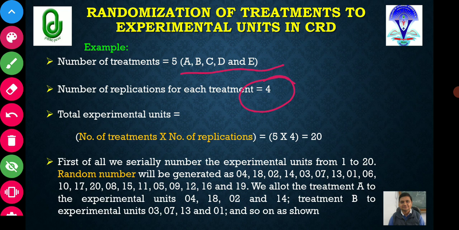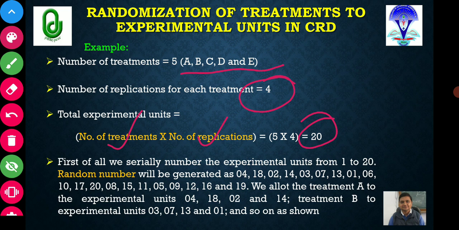So how many experimental units will you need in total? 5 treatments, 4 replications, so the number of treatments times the number of replications, that means 5 into 4 is equal to 20. So you need 20 experimental units. If it is a field experiment related to fertilizer, then you need 20 plots, because you have to apply a particular fertilizer to 4 plots, and in total you are having 5 fertilizers. In case of an animal experiment, you need 20 animals. Suppose you have discovered 5 drugs and you want to compare those 5 drugs. So one drug you have to repeat 4 times. That means one drug will be applied to 4 animals.